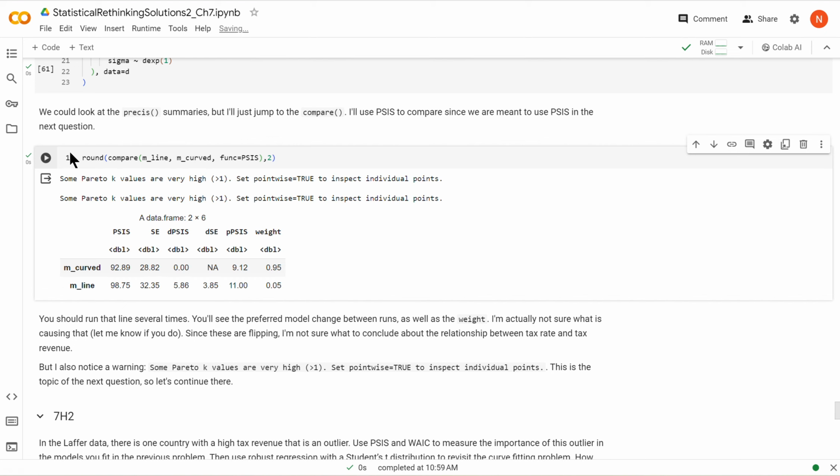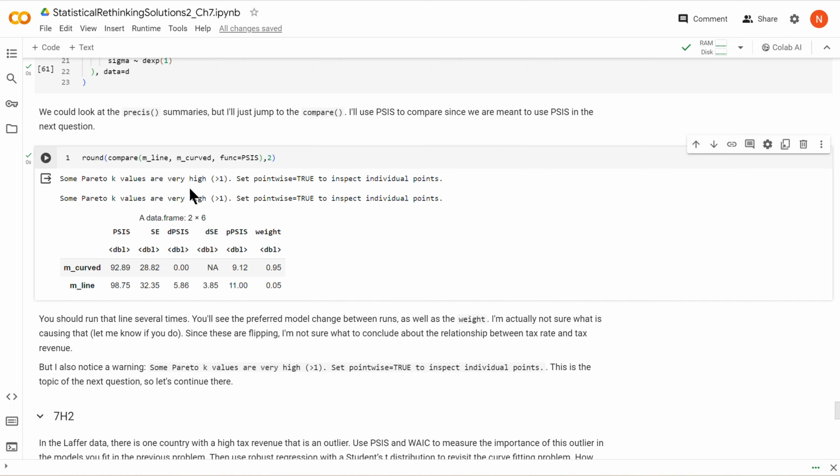Let's see if I can get it to do it. So if I run this a few times, notice that we're getting different outputs. Now curved is performing better than line. I'm not really sure what's going on here. There's obviously some kind of stochastic process when this is being calculated, but I presume that this very high K value is throwing a wrench in the works.